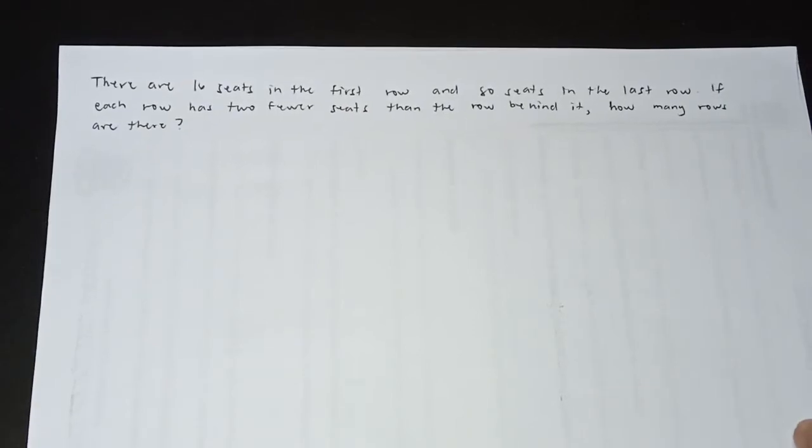Okay, so next naman natin is itong problem solving na to. Meron pa bang kasunod? Meron pa. Okay, meron pang kasunod. So, last two na to. There are 16 seats in the first row and 80 seats in the last row. If each row has 2 fewer seats than the row behind it, how many rows are there?